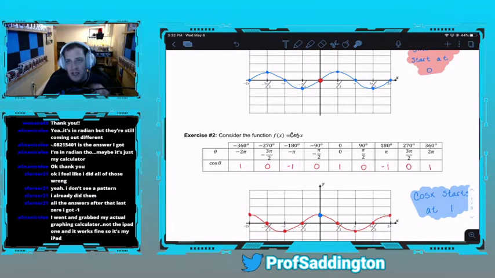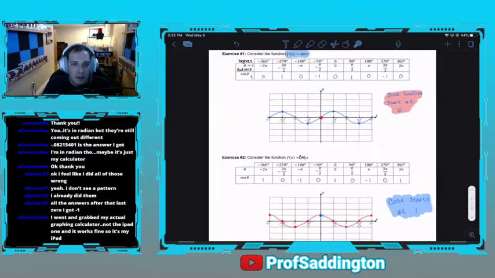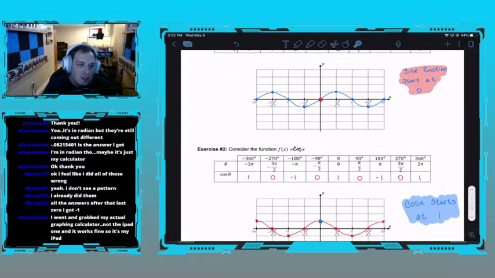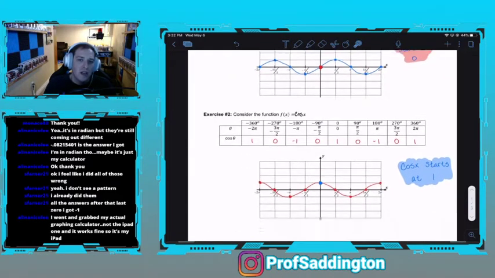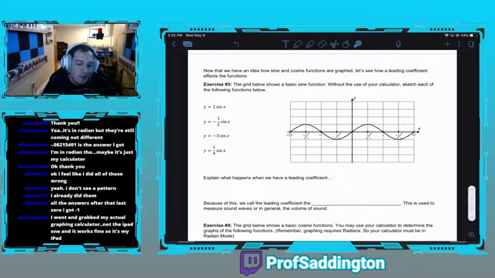So I'm ending it on that. That puts us just over a half hour. Tomorrow I'm going to talk about some tips and tricks on how you can notice it's sine or cosine. On the back, we're going to talk about what happens when there's a leading coefficient. Some of you are already going to know what that means.